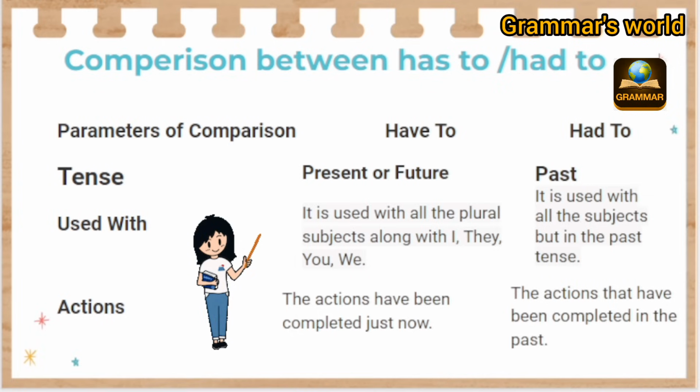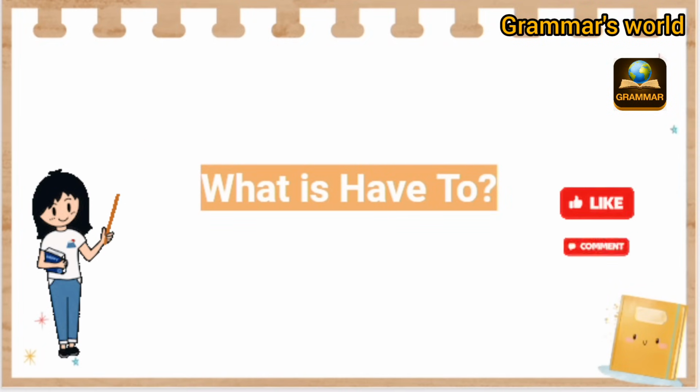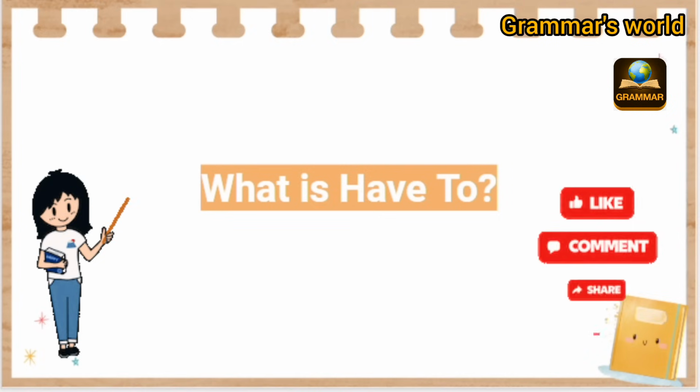Actions, the actions that have been completed just now. The use of had, the actions that have been completed in the past. Sentence structure: subject plus had to plus first form of verb. But one thing to keep in mind here is that the past form of have, has, is had. So in the past we used had to mean had to do something. One more thing to keep in mind is that had to can be used with all subjects.